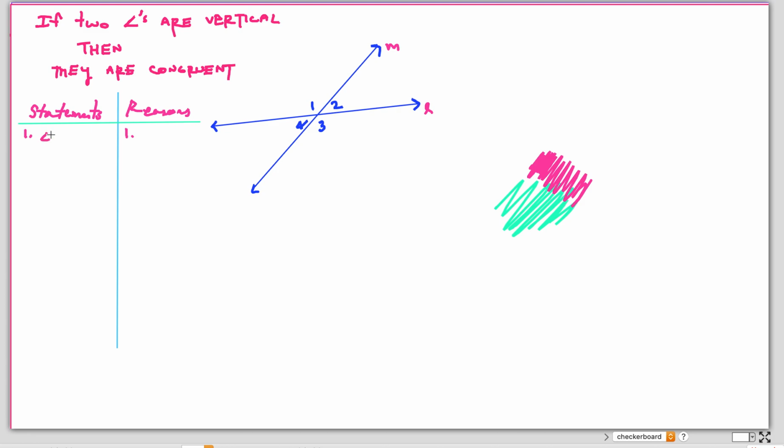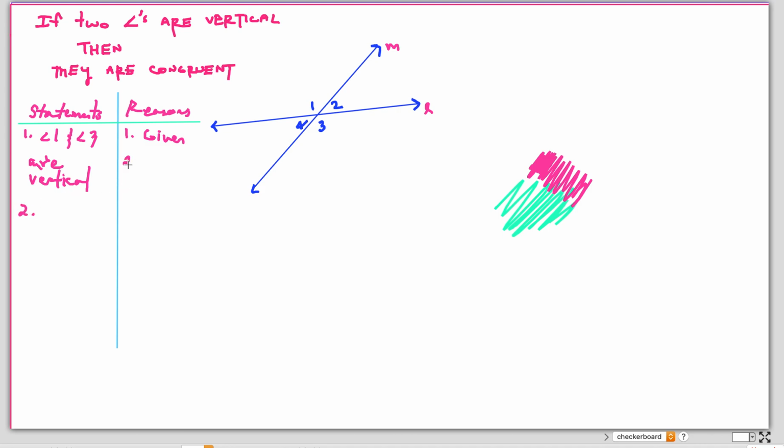That's given in this picture, so I'm going to start with that. I'm going to say angle 1 and angle 3 are vertical. Okay, so angle 1 and angle 3 are vertical. That's given by this diagram. I want to prove that they are congruent.